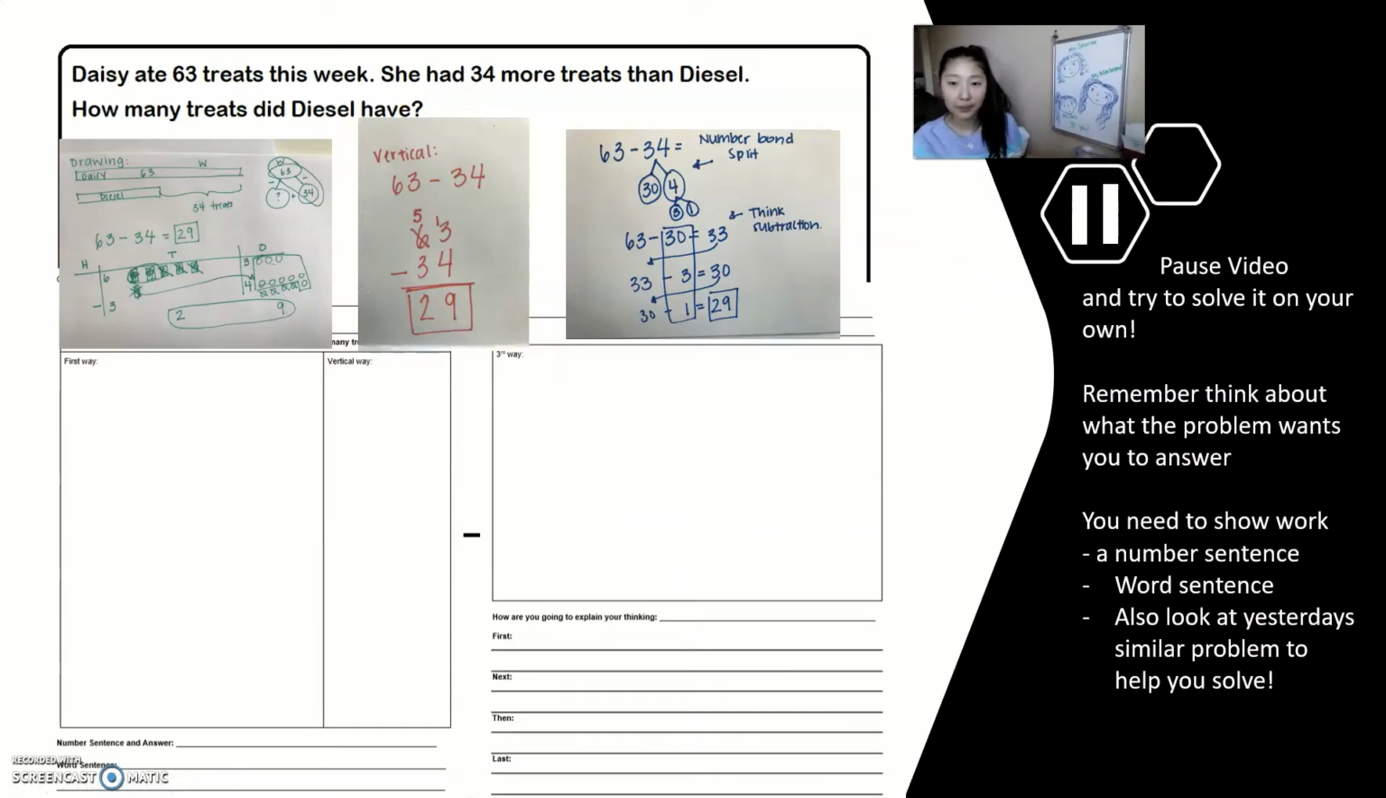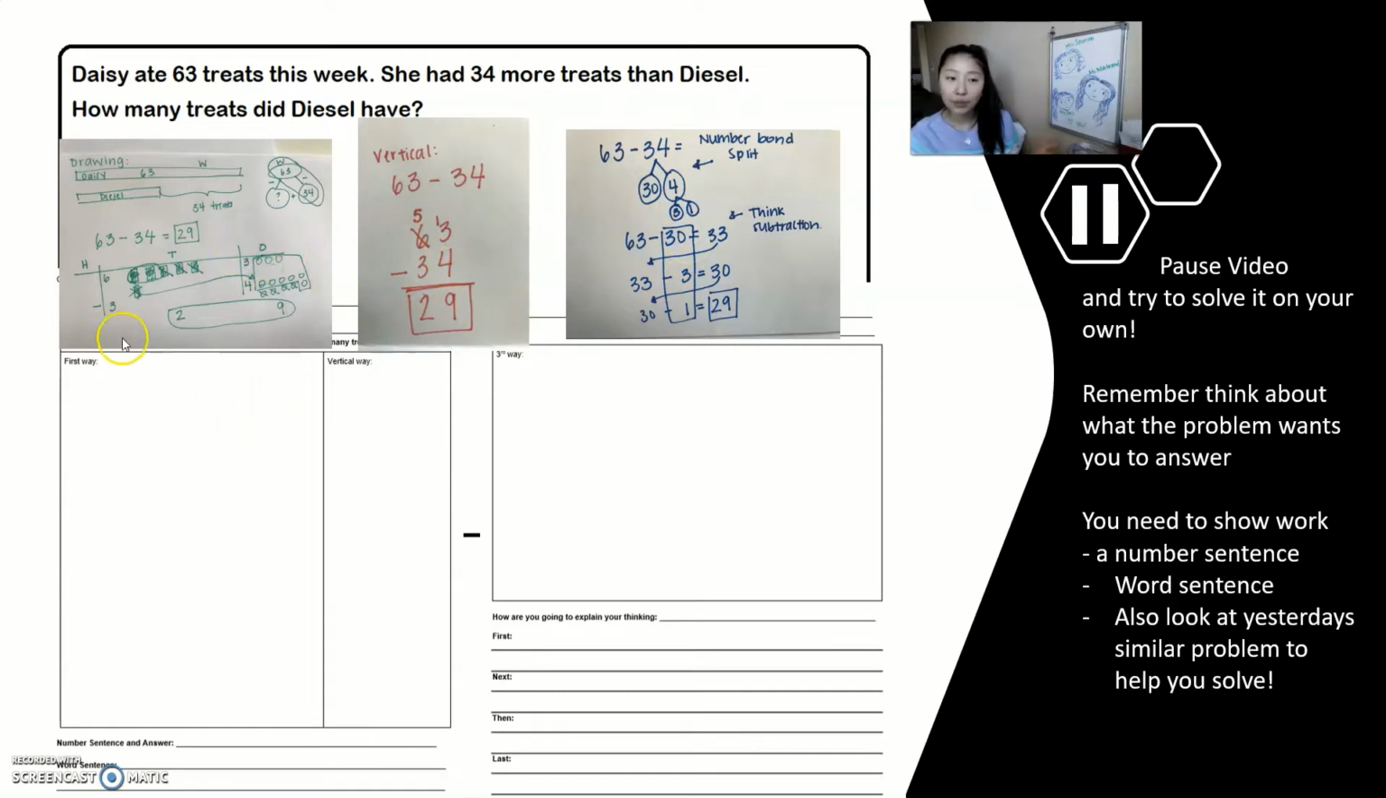We're going to move on to this page, and this is showing you all the different methods we used yesterday. If you received the packet, it should be page 12 today. And that's the page we'll be doing your problem on. Make sure the problem says the correct problem. And that was the farmer and the cherries. I have the Diesel and Daisy problem up here from yesterday because we have a very similar problem. These are the 3 different ways I used to solve it yesterday.